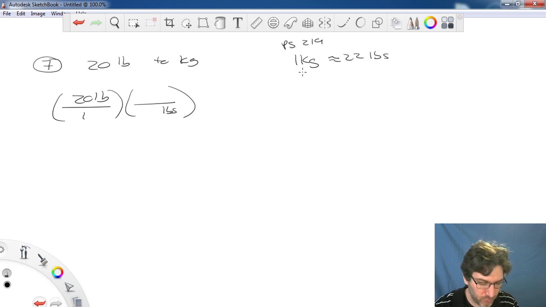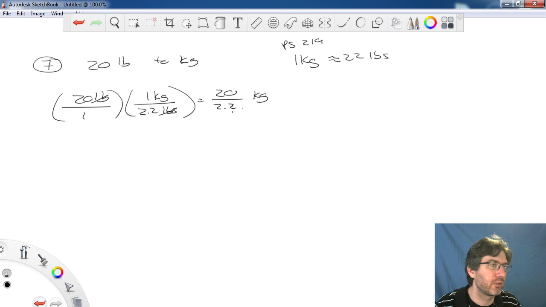So look at the page before. It has the chart on the top. Get it from there. So pounds are on the bottom. That is 2.2 pounds per 1 kilogram. And in this case, you're going to be doing the division. So it's 20 over 2.2. Pounds will cancel and leave you with kilograms. So my unit is kilograms.